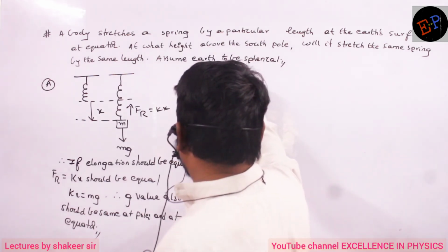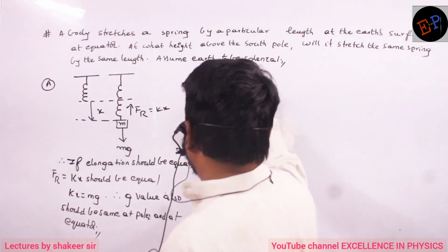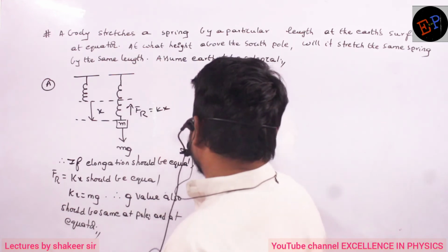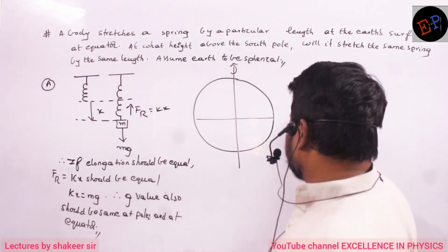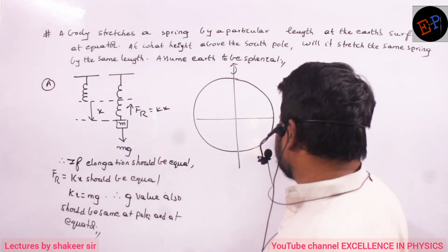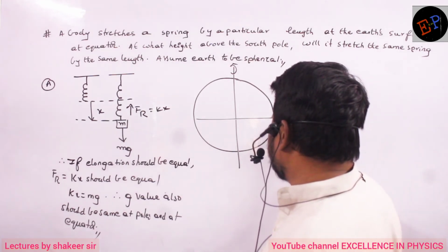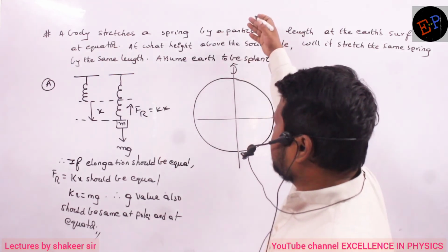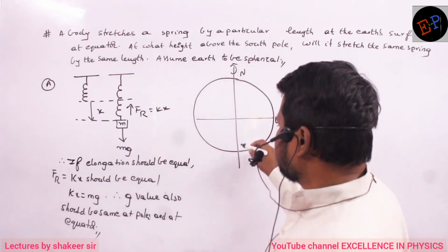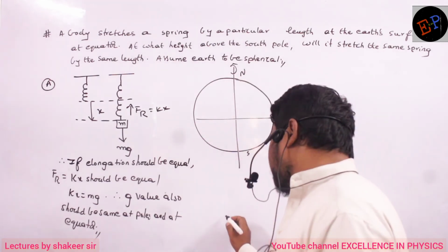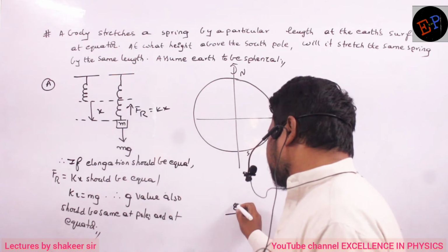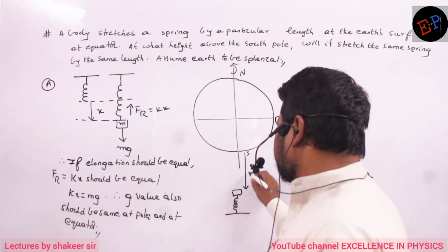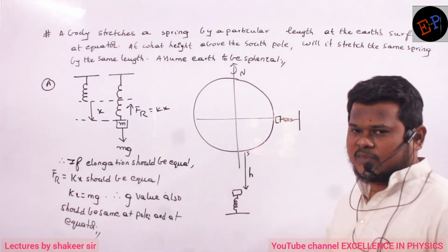Now consider this is Earth. This is the surface of Earth, and this is the axis through which Earth is rotating. Consider this is the equator. Here there is one spring which is placed, and this is the weight of this body, mg. And he is saying above the south pole, let us consider this is north pole and this is south pole. Above the south pole means somewhere here I am placing this spring, and this is the body which is attached. So this height I am supposed to calculate. Are you able to understand?